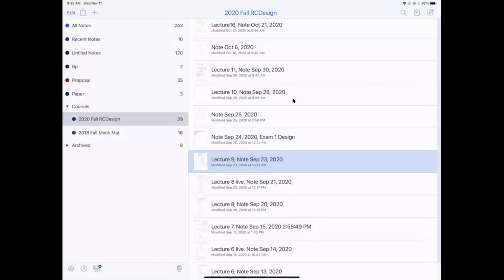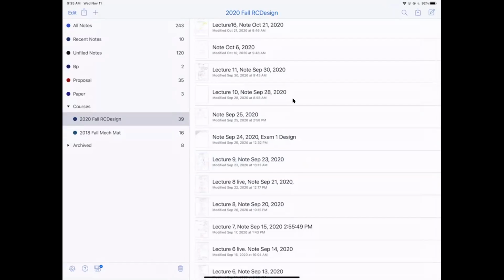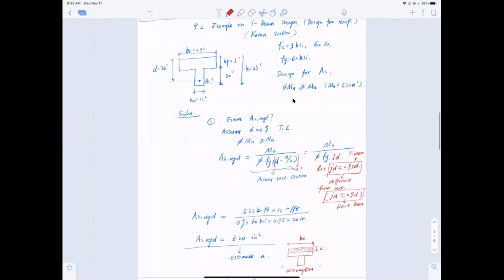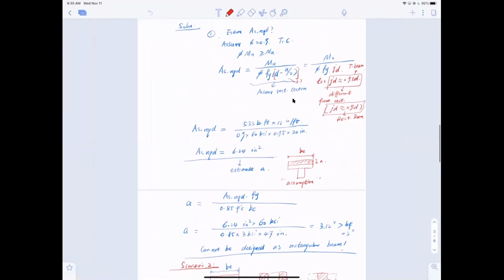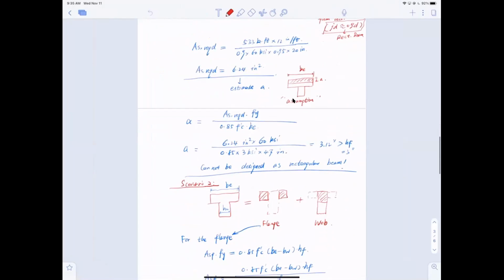This, I believe, is in lecture 9. So make sure you have it. Don't forget, take a look at it, okay?